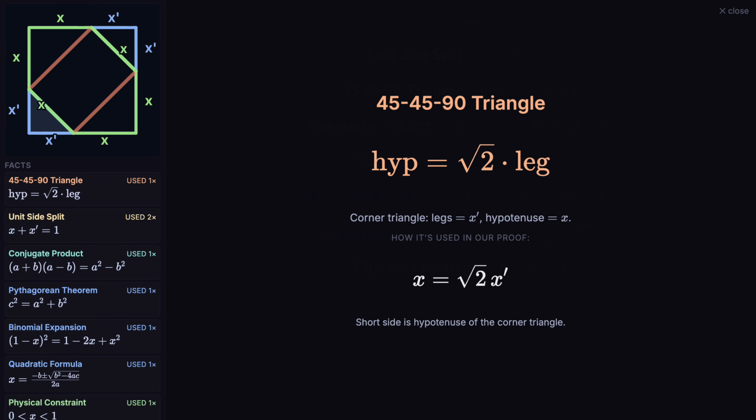Fact 2. The 45-45-90 triangle. The hypotenuse is root 2 times each leg. This is proof 1's key geometric observation. It gives a direct linear relationship between x and x prime, which is why proof 1 never encounters a quadratic.